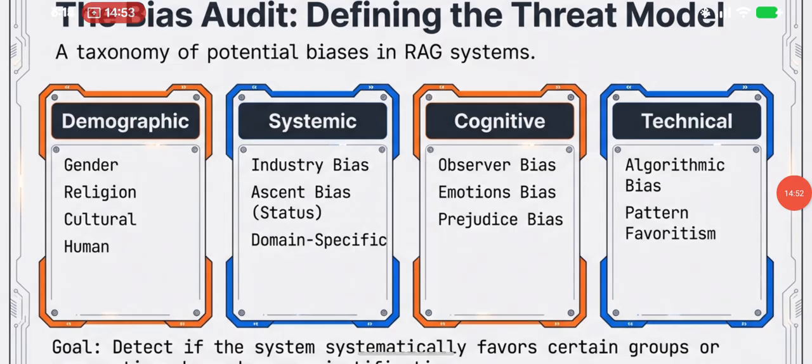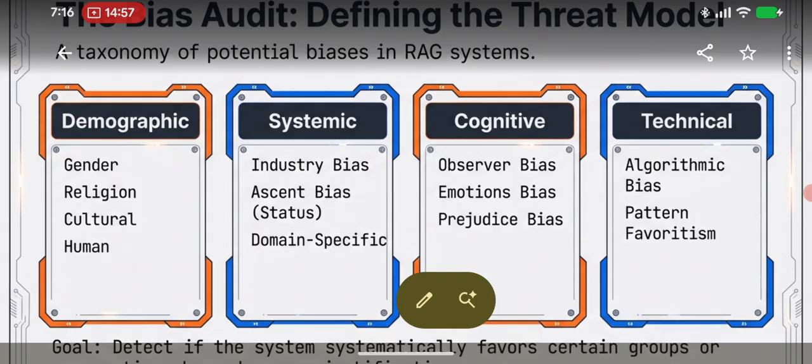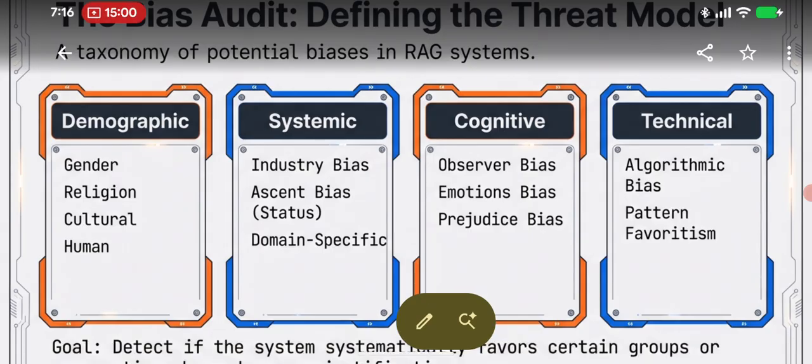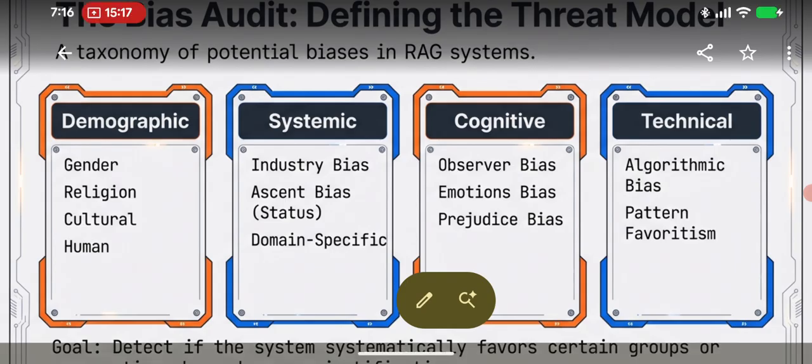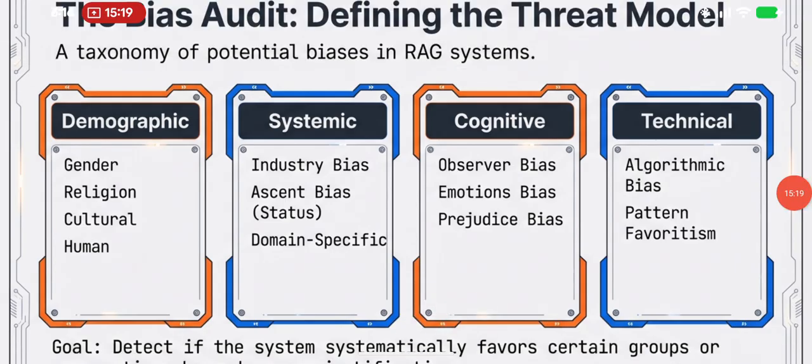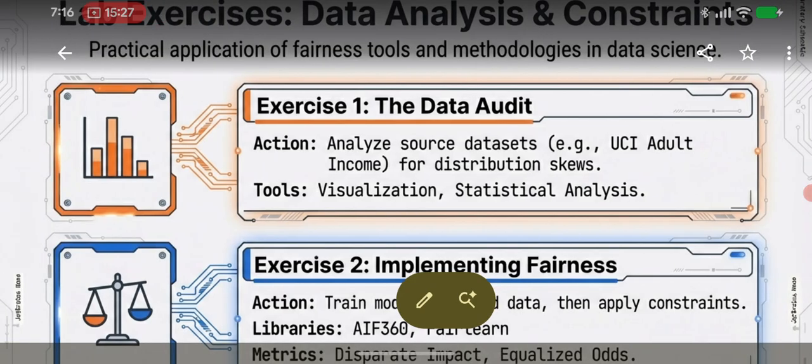So when you create a bias evaluation agent, what all things you need to take care of, and which kinds of bias fall under which bucket. Gender, religion, cultural, human bias all come under demographic. Then industry bias, accent bias, domain specific bias come under systematic bias. Then observer, emotions, prejudice come under cognitive bias. And algorithmic bias, pattern, favoritism come under technical bias. And in addition, there are biases like historical data bias.